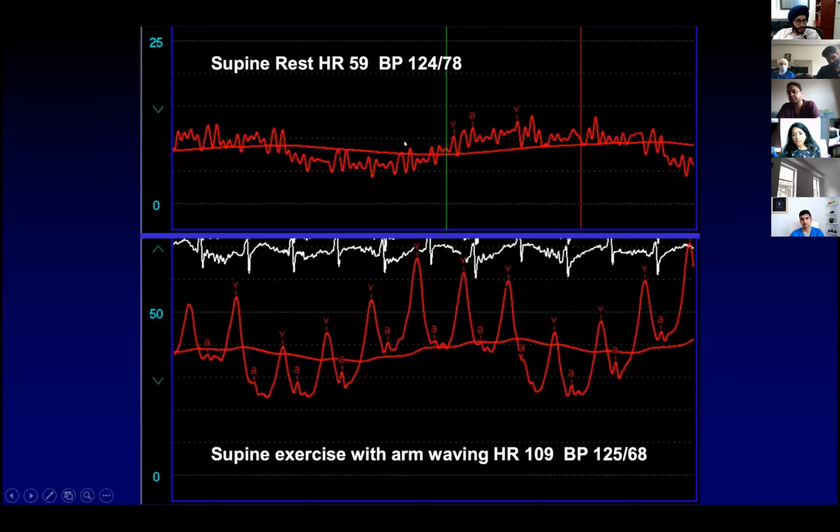Sometimes you'll see a dramatic change in the wedge pressure with exercise, and that's essentially diagnostic for HFpEF. So you can see at baseline in this patient, the wedge pressure looks normal, and with exercise, you can see huge V waves that represent either dynamic MR or advanced diastolic dysfunction. The left atrium is very stiff. So with exercise, you'll see a big increase in the wedge pressure.